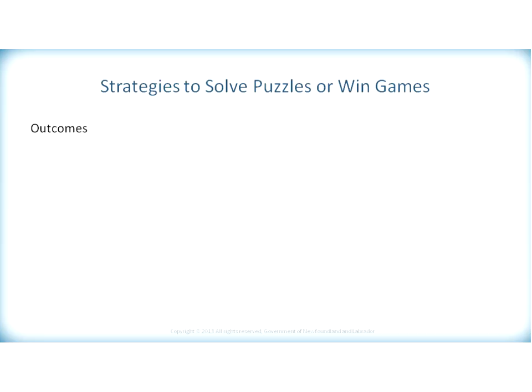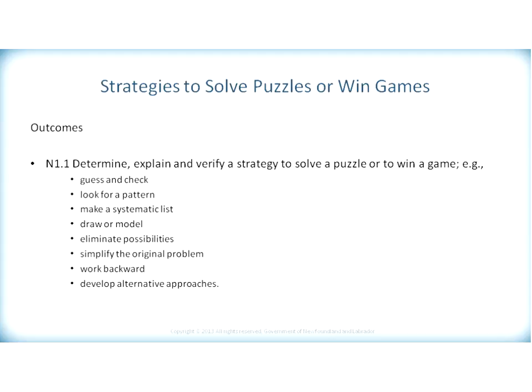So the outcomes we're going to cover are: we're going to determine, explain, and verify a strategy to solve a puzzle or to win a game. For example, we can use guess and check, looking for a pattern, make a systematic list, draw or model, eliminate possibilities, simplify the original problem, work backward, or develop alternative approaches.